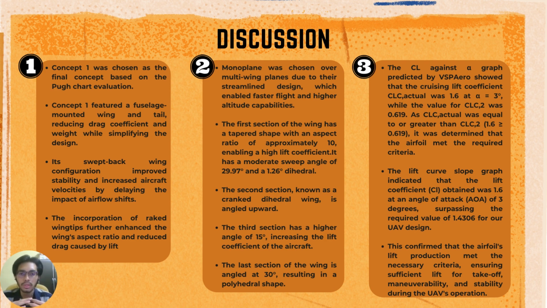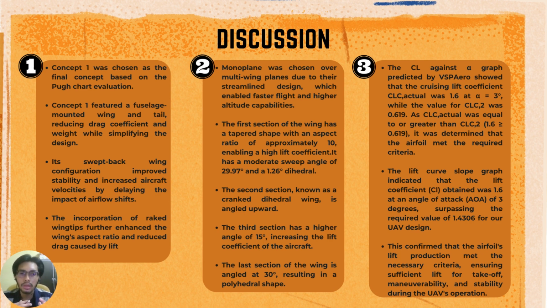The first section of the wing has a tapered shape with an aspect ratio of approximately 10, which enables a high lift coefficient. It also has a moderate sweep angle of 29.97 degrees and an angle of attack of 1.26 degrees, dihedral. The second section, known as a crank dihedral wing, is angled upward, while the third section has a higher angle of 15 degrees, which increases the lift coefficient of the aircraft. The last section of the wing is angled at 30 degrees.